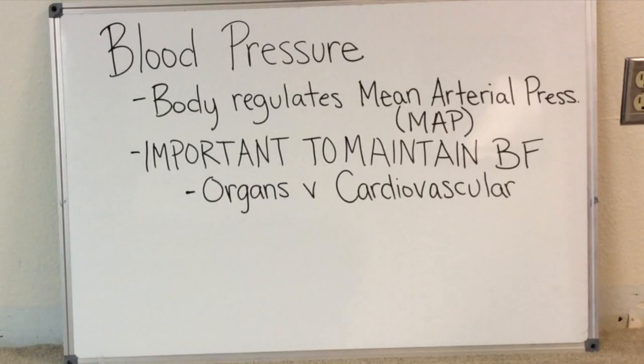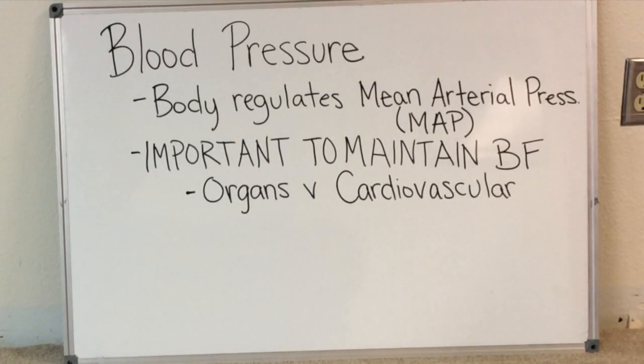Blood pressure is closely regulated within the body. The body regulates mean arterial pressure. The regulation of blood pressure is important to maintain blood flow throughout the body. There are two conflicting needs within the body. The first is that the brain and all other organs of the body receive adequate blood flow to maintain homeostasis. This is why the body needs to maintain a certain amount of blood pressure.